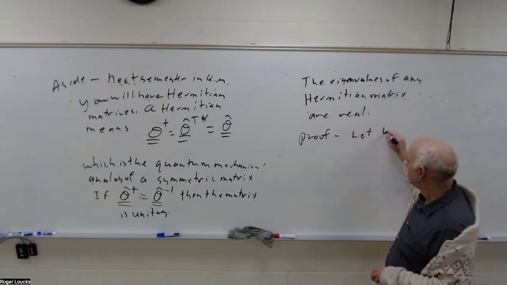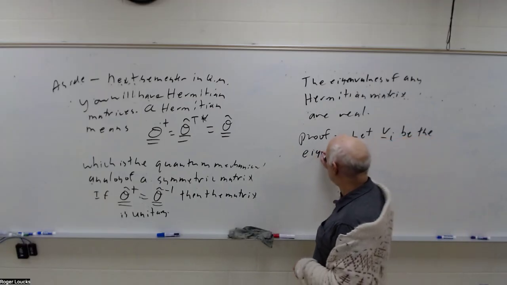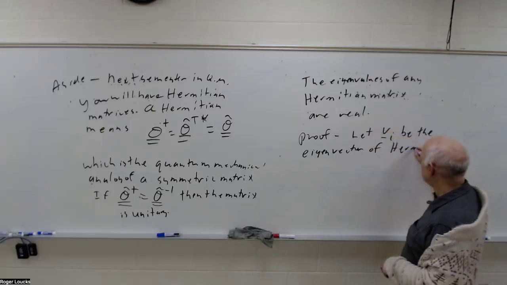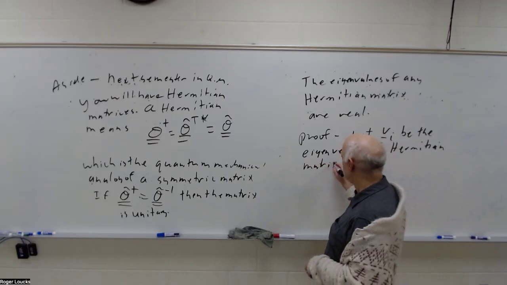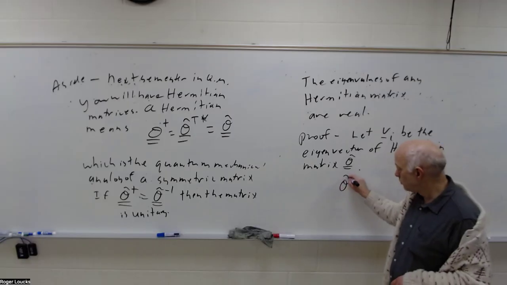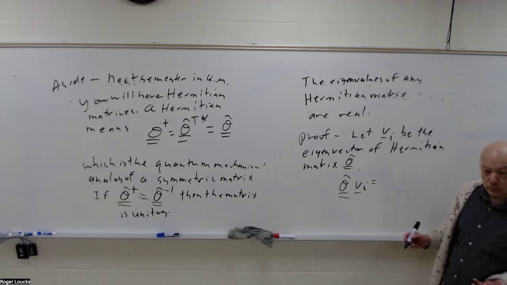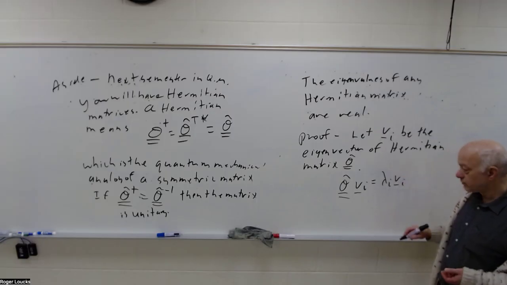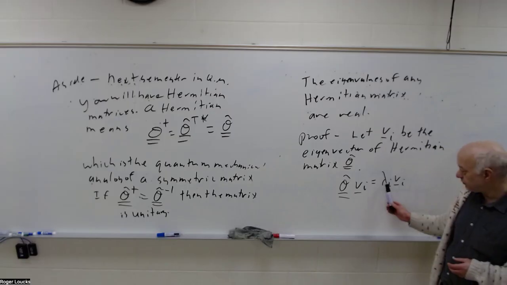Let v_i be the eigenvector of a Hermitian matrix. What does this mean? That means O acting on v_i equals lambda_i v_i, if it's an eigenvector. Now prove that lambda_i is real.